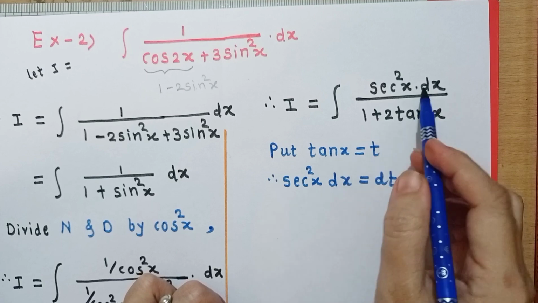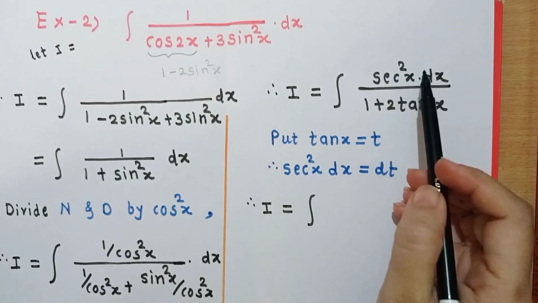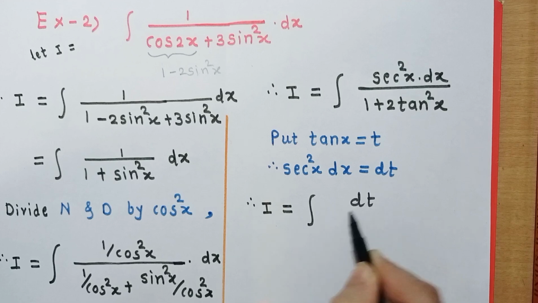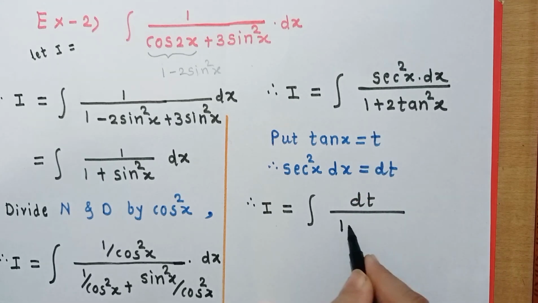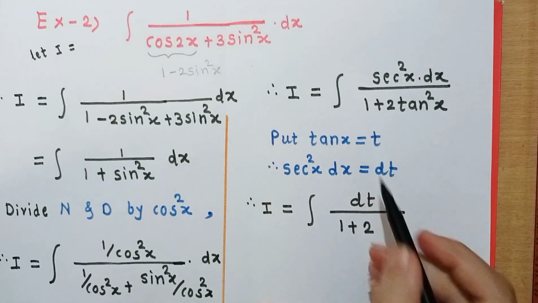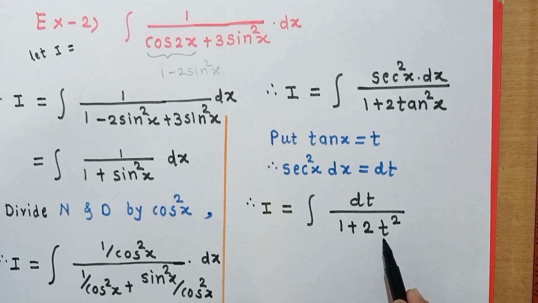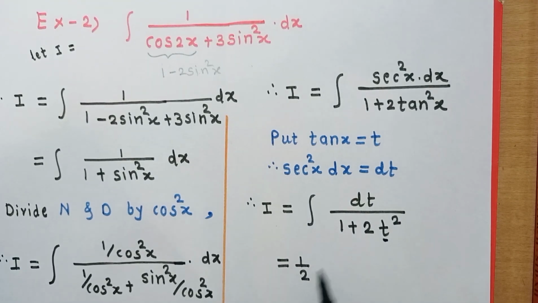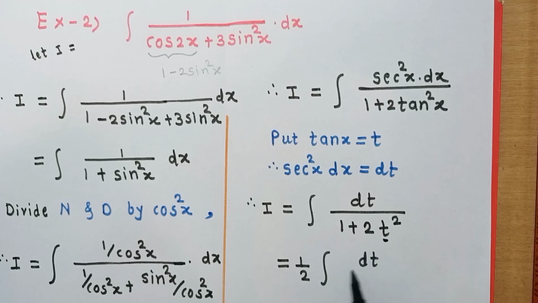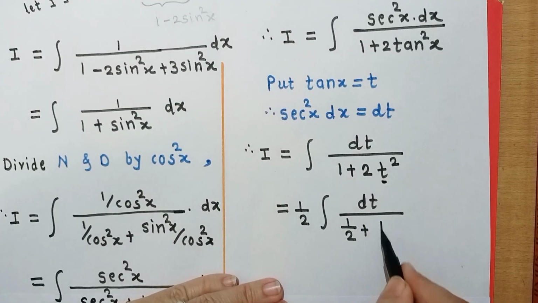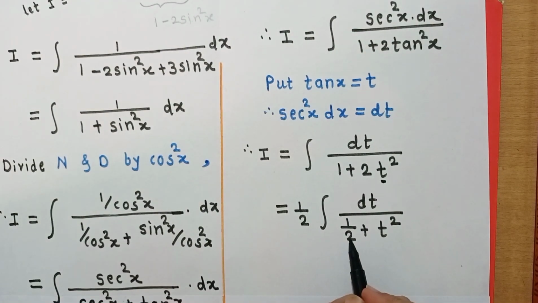Now we will substitute these two things here. The numerator is dt, and in the denominator 1 plus 2. Now tan square x means t square, and now this is in the standard form, but check the coefficient of the square term. This is 2. We have to make it 1. So we will take this 2 common out. So 1 upon 2 integration dt, and here we will divide by 2, and this is t square. So we get the denominator 1 upon 2 plus t square.